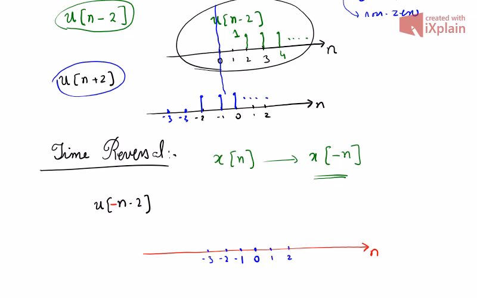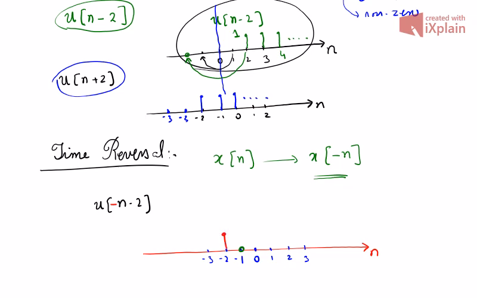Okay, so let's plot this time reversed version. So here, towards the right side of 0, it will come here at minus 1. At 1 the function is 0, so we will get a 0 here. At 2, the u of n minus 2 is unity, that will move here. So at 2 we will get a 1, and at minus 2 we will get a 1.